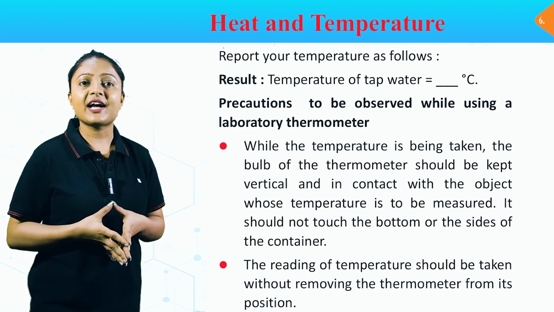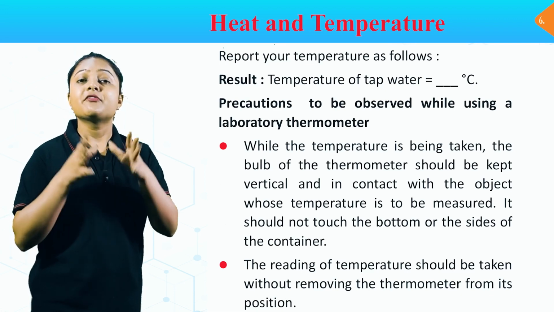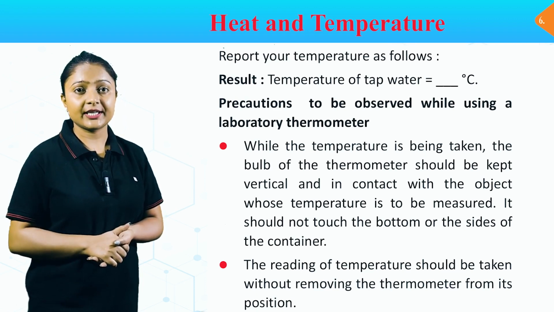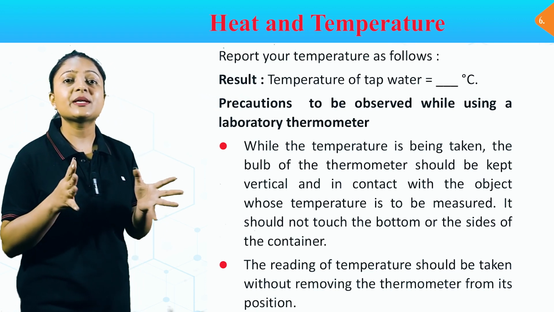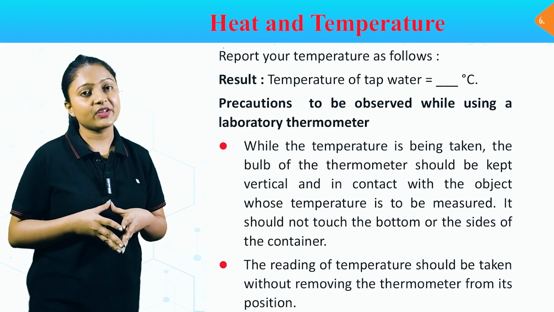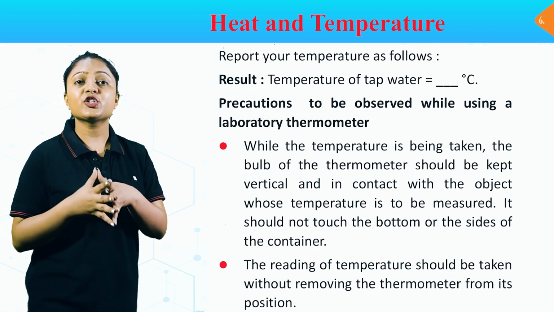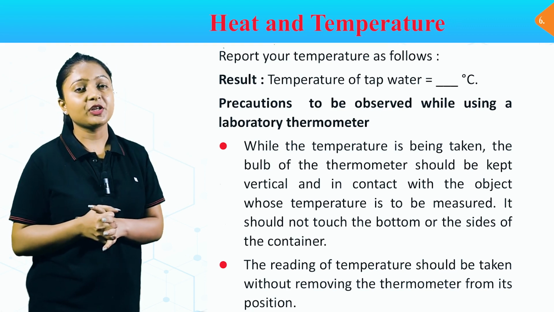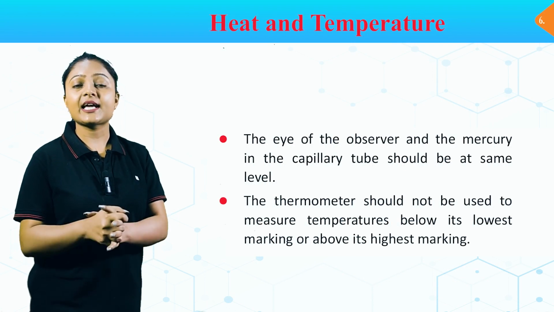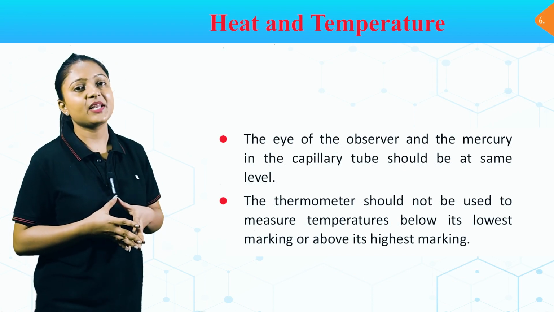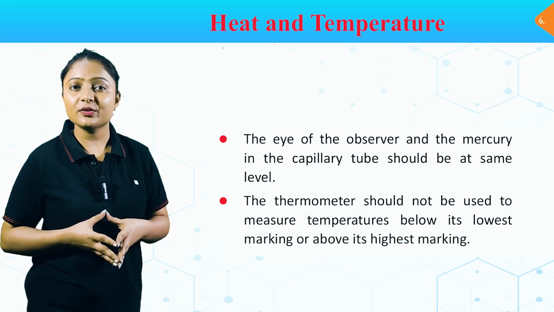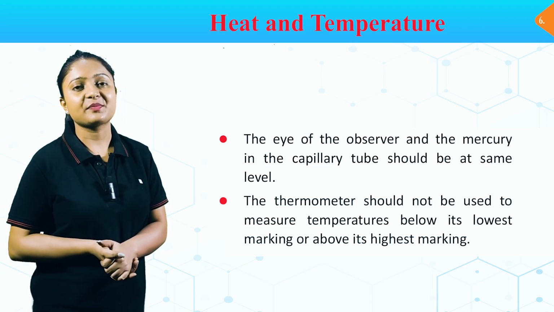Precautions to be observed while using a laboratory thermometer. While the temperature is being taken, the bulb of the thermometer should be kept vertical and in contact with the object whose temperature is to be measured. It should not touch the bottom or the sides of the container. The reading of temperature should be taken without removing the thermometer from its position. The eye of the observer and the mercury in the capillary tube should be at the same level. The thermometer should not be used to measure temperatures below its lowest marking or above its highest marking.